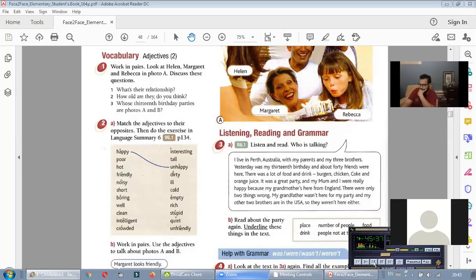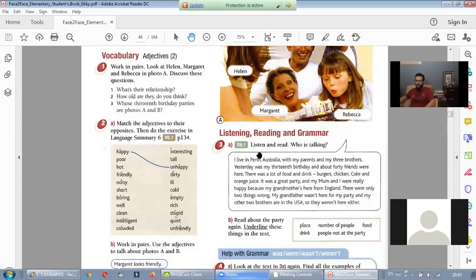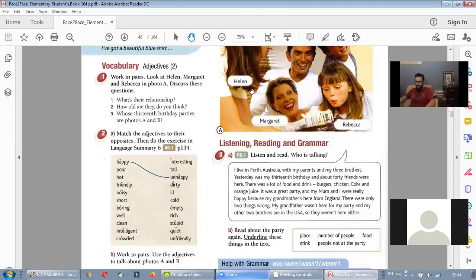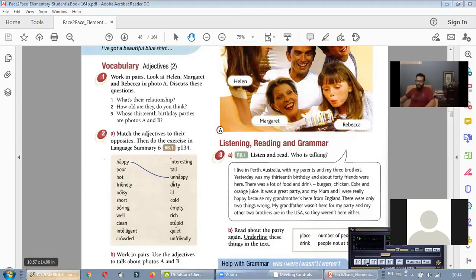Recording 6.1. Okay, we got there. All right, so it says here, listen and read. And then we have a question: who is talking? So let's listen and let's read. They are going to read this, and then we want to think about who is talking. The speaker is one of 3: maybe Rebecca is talking, maybe Margaret, maybe Helen. So let's listen and see.